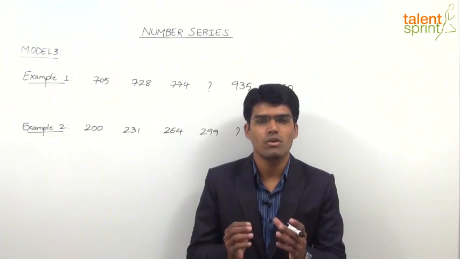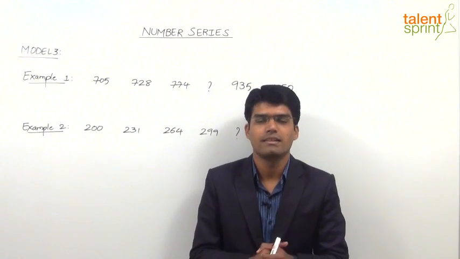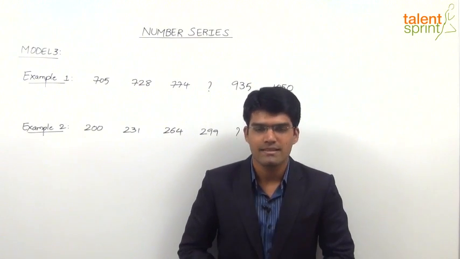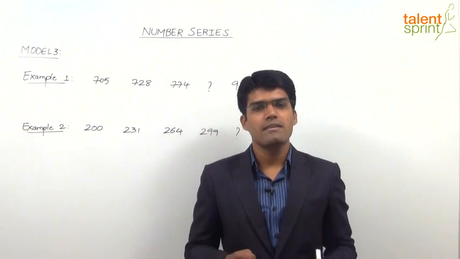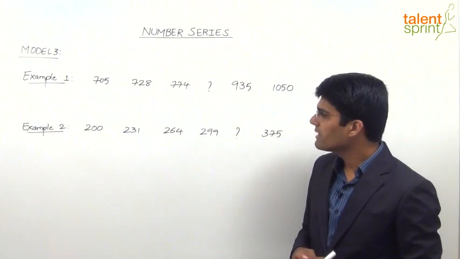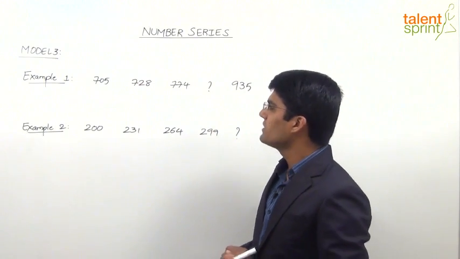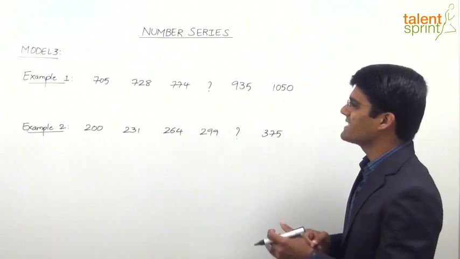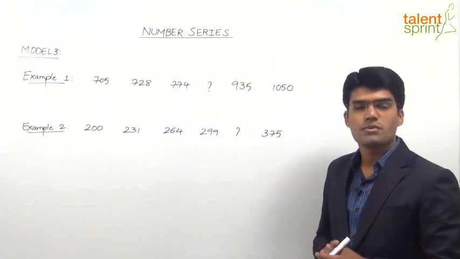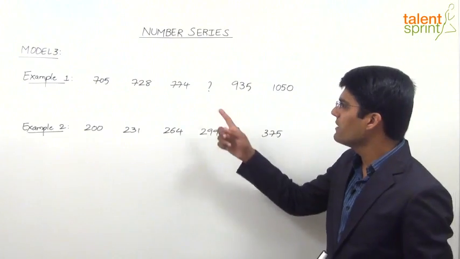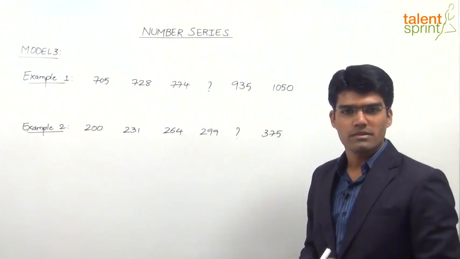And as I've mentioned, it's all about understanding the logic in that limited time and getting the answer as per the given question. So let's take some examples and understand various types of other logics. The first one here is 705, 728, 774, question mark, 935 and 1050. And it is obvious that we need to know what comes in place of the question mark.